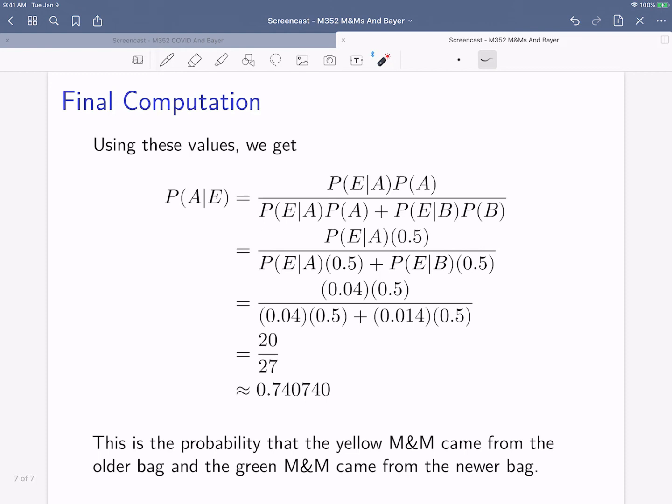So we'll plug those into the formula that we had going already. If you multiply it out and respect fractions, you get 20 over 27. That's the exact answer. The decimal approximation is that. And this is our answer. This is the probability that the yellow M&M came from the older bag and the green M&M came from the newer bag.